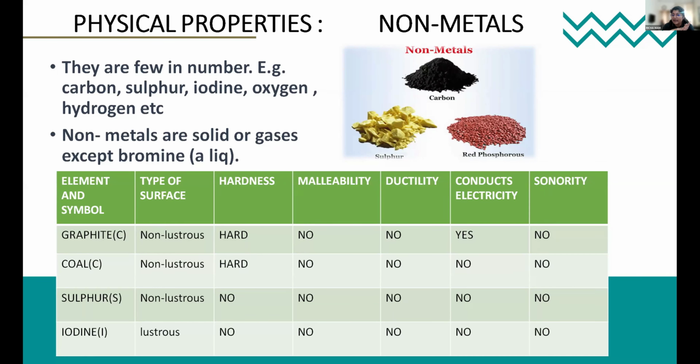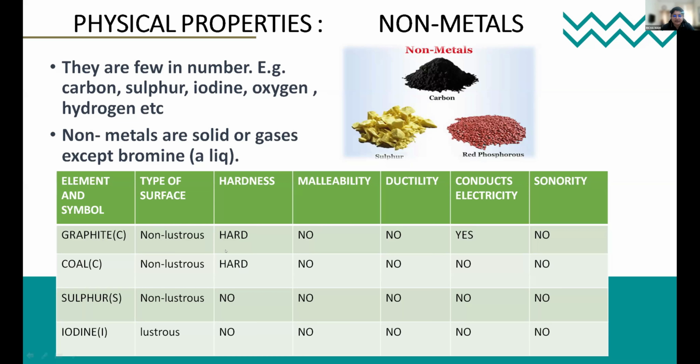Metals are malleable and ductile. Non-metals are non-malleable and non-ductile. Okay, so like this, the properties are distinguished. Because of this categorization, the elements are categorized as metals and non-metals.